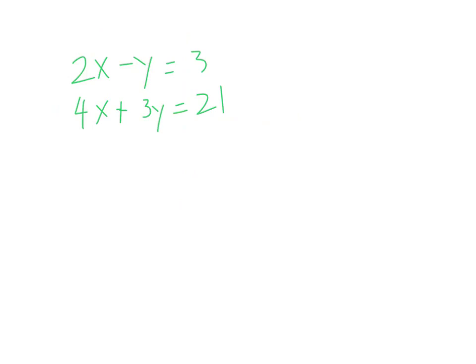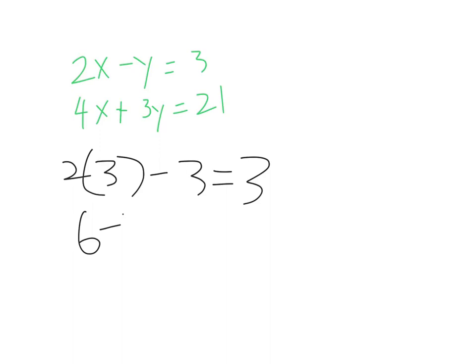Just to double check, we can plug it back into the original equations. So 2 times 3 because x is equal to 3, minus 3 because y is also equal to 3, equals 3. So 6 minus 3 equals 3. 6 minus 3 is 3, which is equal to 3. So therefore, it does work.